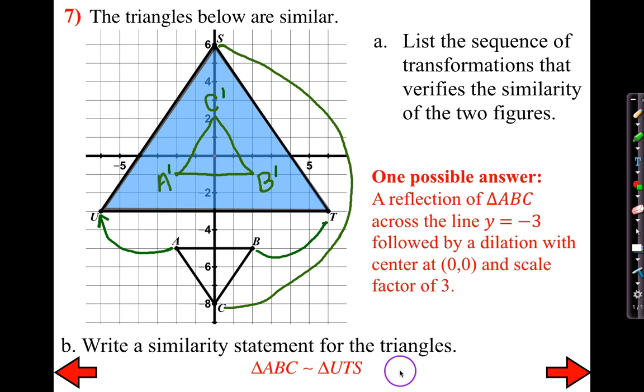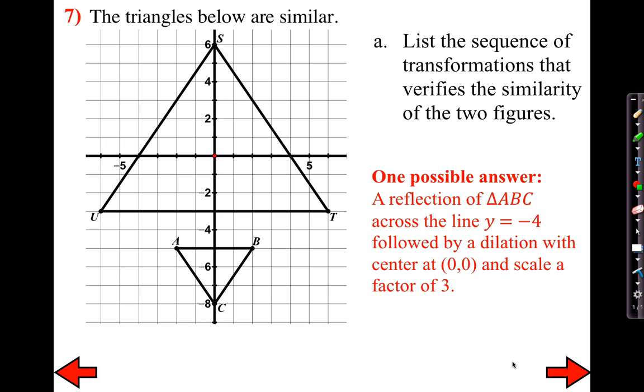This could have been written in a different order, such as BAC is similar to triangle, but this time you would have to write it as TUS. So again, there's multiple ways to write the similarity statement. Okay, just know that there is a wrong way as well, so not everything is correct.